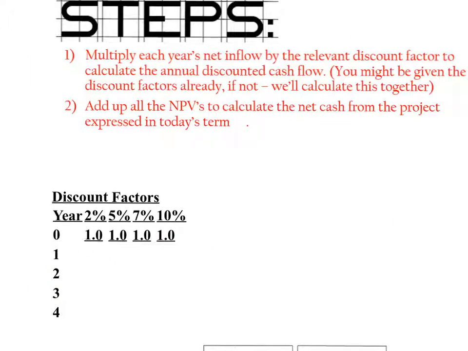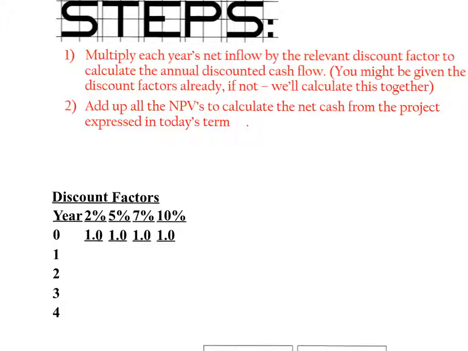So let's have a look at discount factors first of all. Imagine we've got 4 different discount rates. We've got 2%, 5%, 7%, 10%. In year 0, because you are receiving that money straight up front, you won't need to discount it. Remember, discount is only used when there's a time period involved. So for year 0, it would all be 1. But then for year 1, you'd have to use the discount factor. So for example, you find out 2% of 1, 5% of 1, 7% of 1, 10% of 1.